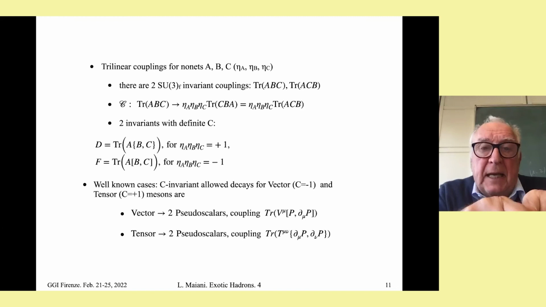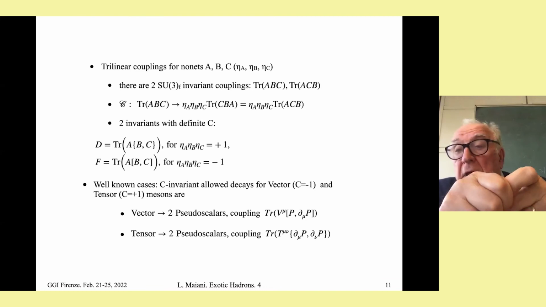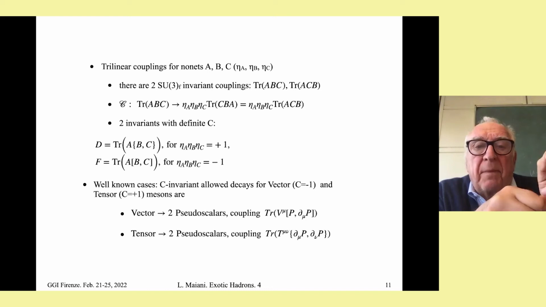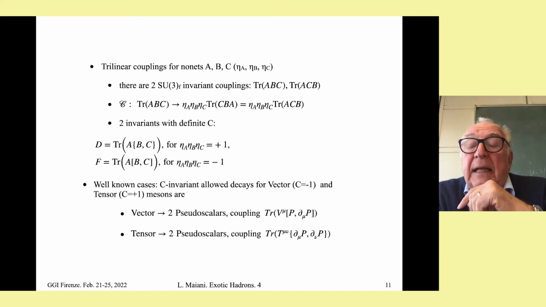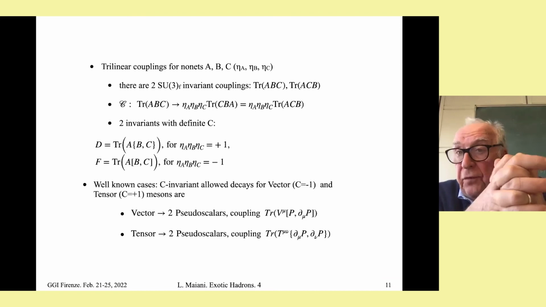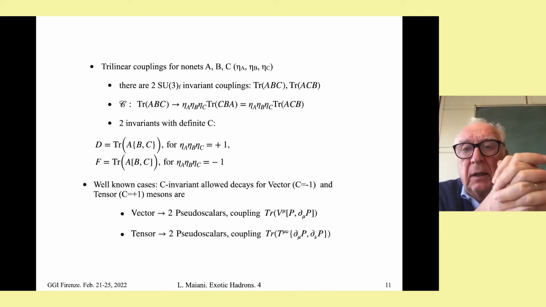in reverse order. Now, of course, the trace of the transpose is the same as the one before. And so you see that applying charge conjugation to this coupling, trace ABC, you get a sign times trace ACB. And now, according to the sign that you get, you have to get a plus or a minus for this, according to whatever it is. And so you have two invariants with definite charge conjugation.